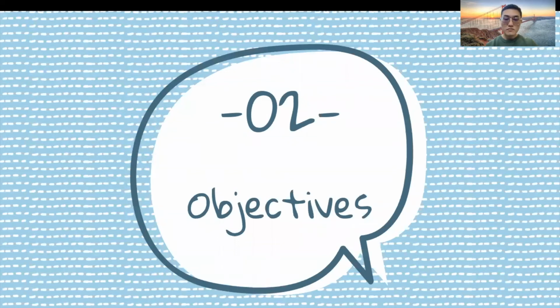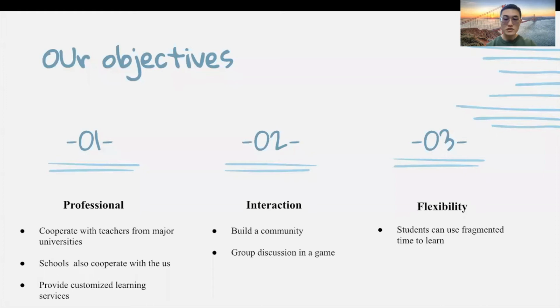And in order to meet the above needs and solve the problems of existing solutions, we want to create a professional, highly interactive and flexible online learning platform. For the professional, we will cooperate with teachers from major universities, so the quality of the courses can be guaranteed. And students pay for the courses, and then the platform can charge the commission.